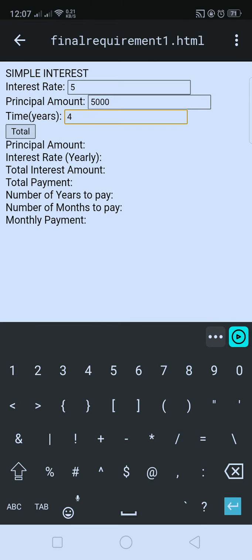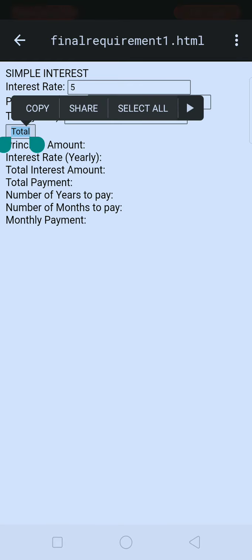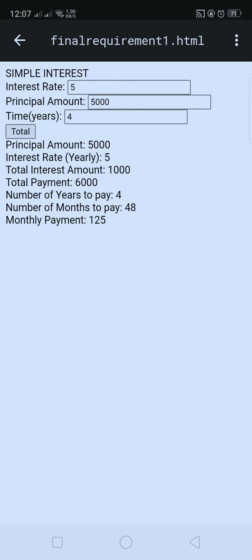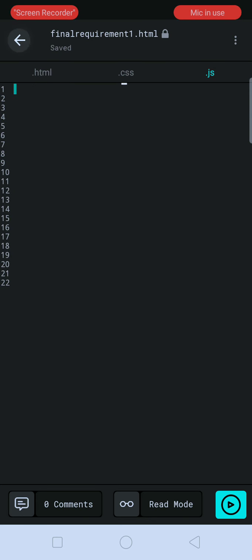Then this is the onclick in our HTML code earlier. So the principal amount is 5,000. Interest rate yearly is 5. Total interest amount is 1,000. Total payment is 6,000. Number of years to pay is 4. Number of months to pay is 48 months. Then monthly payment is 125.